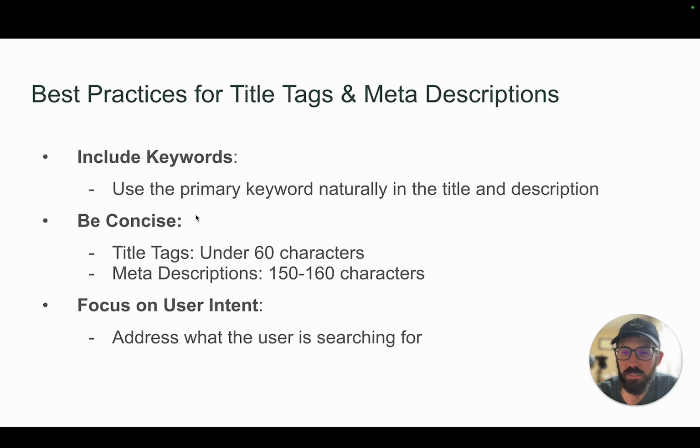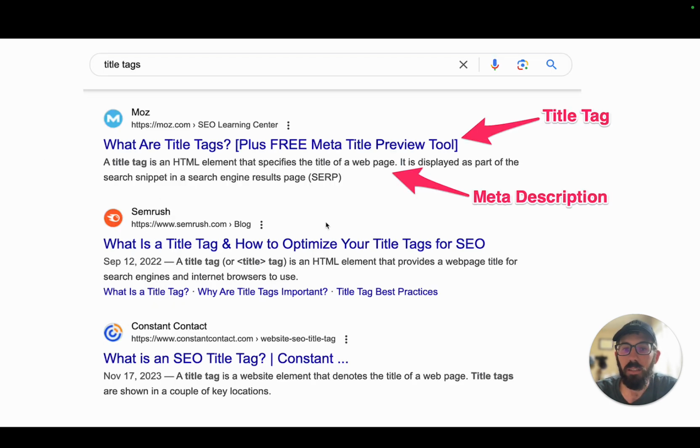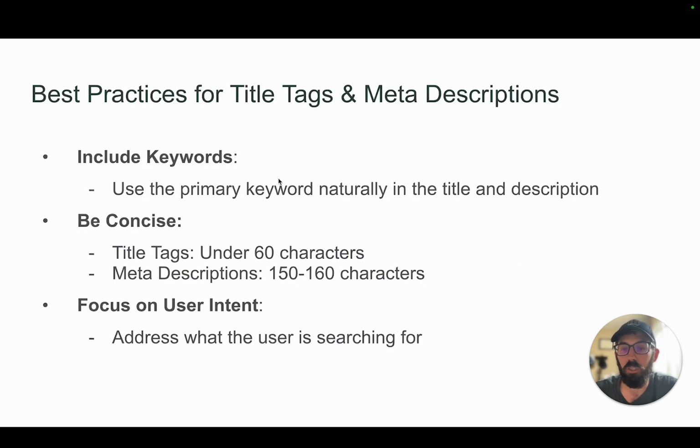You want to be concise. Title tags, you want to keep under 60 characters, and meta descriptions between 150 and 160 characters. This is largely because that's how much space you have here. You can go longer than that, but Google is going to cut off the title tag. You can see right here, and I'm not entirely sure why this one goes this far and this one gets cut off here, but the recommendation is to keep it at 60 characters for title tags and 150 to 160 for meta descriptions.